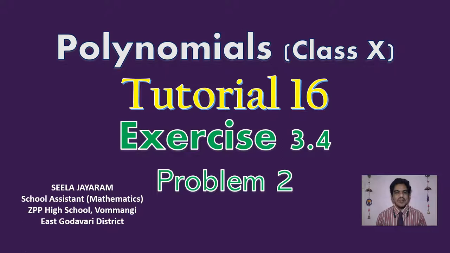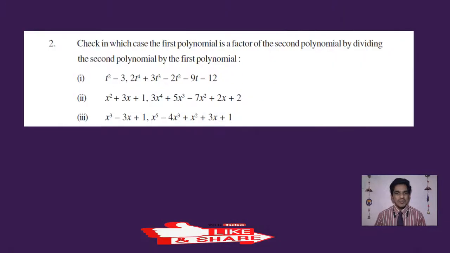In this tutorial, let us discuss the solutions to problem number 2 of exercise 3.4. Now this is your problem. Check in which case the first polynomial is a factor of the second polynomial by dividing the second polynomial by the first. So in the second problem we have three questions. In each question you will be given two polynomials. Now we have to check if the first polynomial is a factor of the second by the method of division.